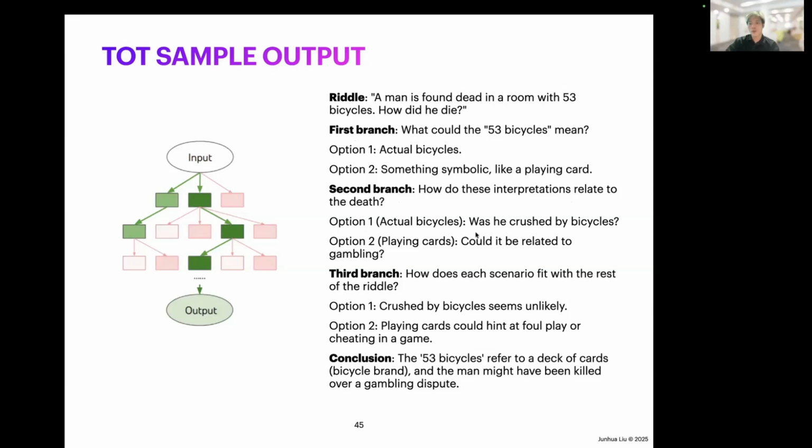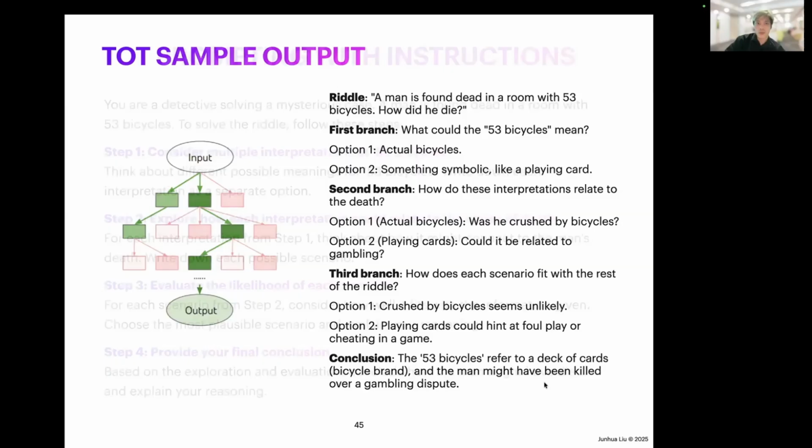For option one, it will have an outcome. For option two, maybe there will be another outcome. And then, how does each scenario fit with the rest? And then there will be analysis on option one, analysis on option two. And then we see that option one is quite unlikely to happen. This branch is killed. We will just keep option two to be the conclusion.